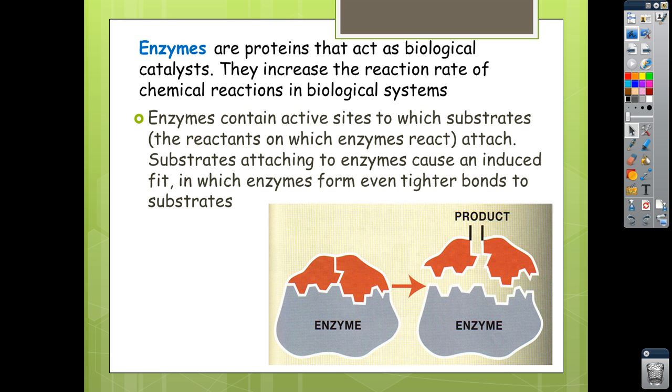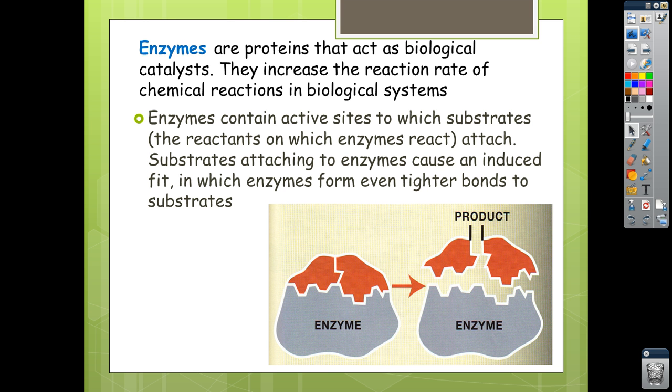Now enzymes, like I said, are proteins, and they act as a catalyst. That means that they increase the reaction, they make chemical reactions happen faster in the body, like for example, in our digestive system. Enzymes contain what we call active sites, and substrates are going to react with those active sites. They're going to attach to them.